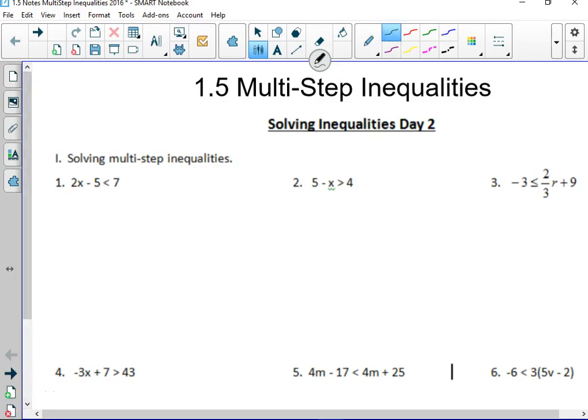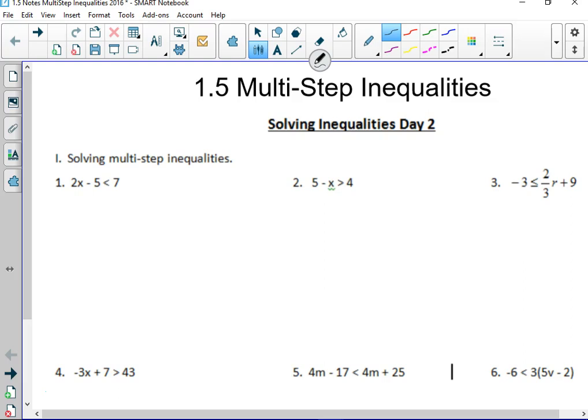Here we go. So, solving multi-step inequalities. This is the same thing that we've already done. Okay? So, we did one-step equations, then we did multi-step equations, one-step inequalities, two-step inequalities. So, we're going to follow the same rules. Okay? So, numbers on one side, letters on the other. This is where it's more important to keep your letters positive.